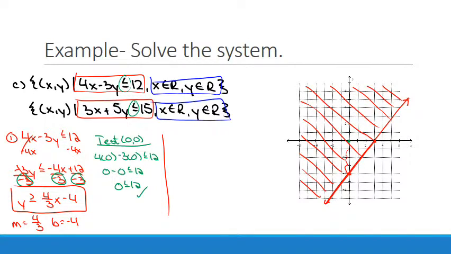Again, I want to make sure we know this. The boundary, we call the line itself the boundary, everybody. Okay, so if I ever use that language, just so you know what I'm talking about. Okay, my second inequality in this system, 3x plus 5y is less than or equal to 15. Same process, everyone.